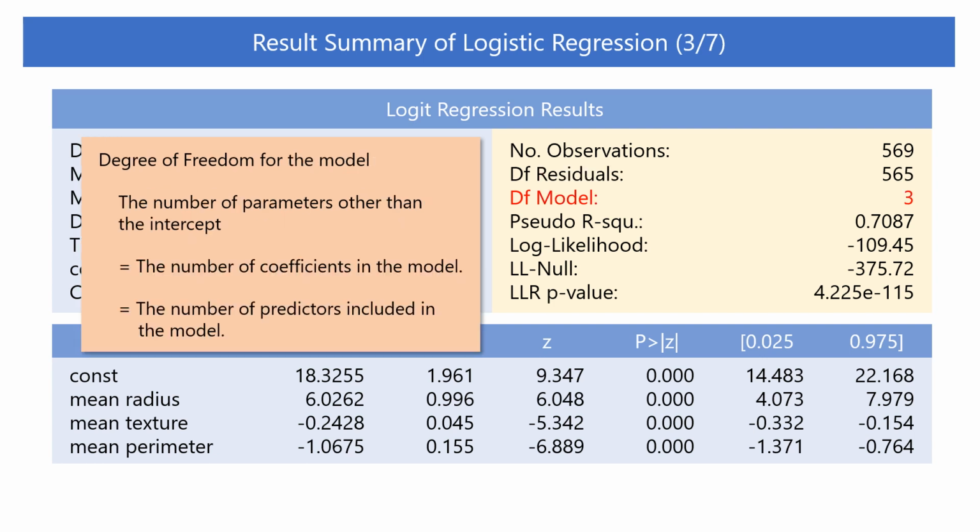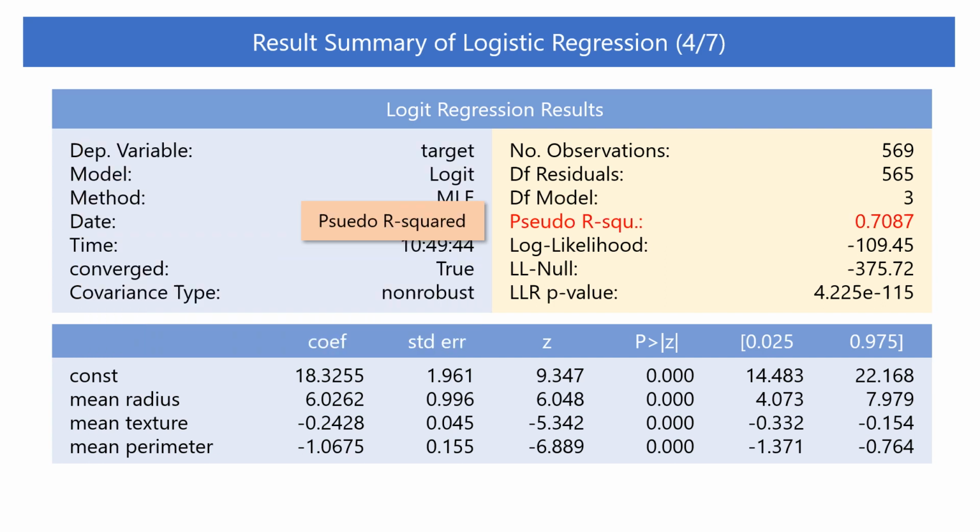Df Model represents the degrees of freedom for the model, which is the number of parameters other than the intercept, or the number of coefficients included in the model. In other words, it equals the number of predictors included in the model. The value of Pseudo R-squared is equivalent to the R-squared, or coefficient of determination, in linear regression. This metric will be explained later.